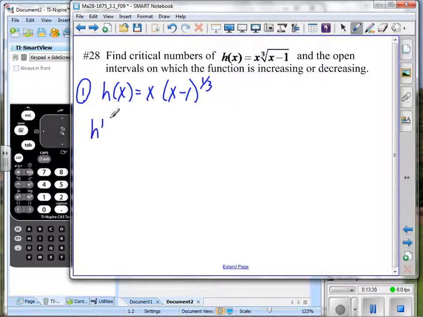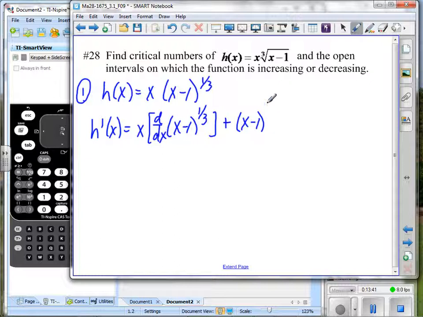Okay, now I'm going to take the derivative and I am going to use the product rule. If you're not familiar with that, you need to be. So it is the first factor times the derivative with respect to x of the second factor plus the second factor times the derivative with respect to x of the first factor. So keep working.